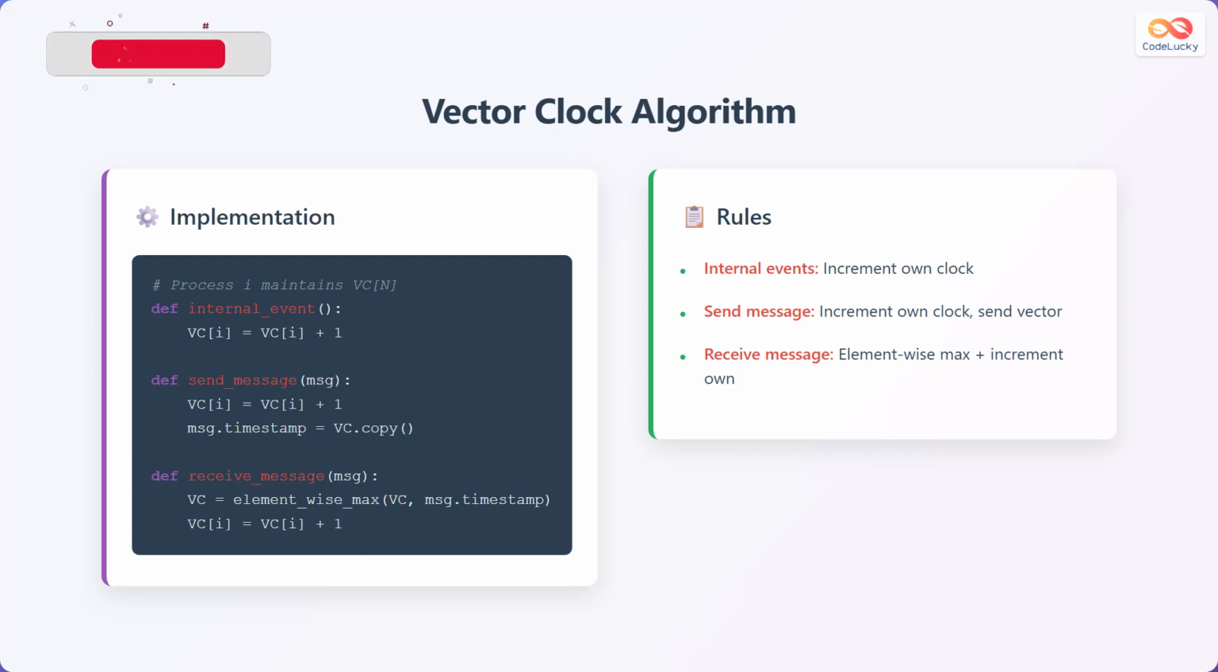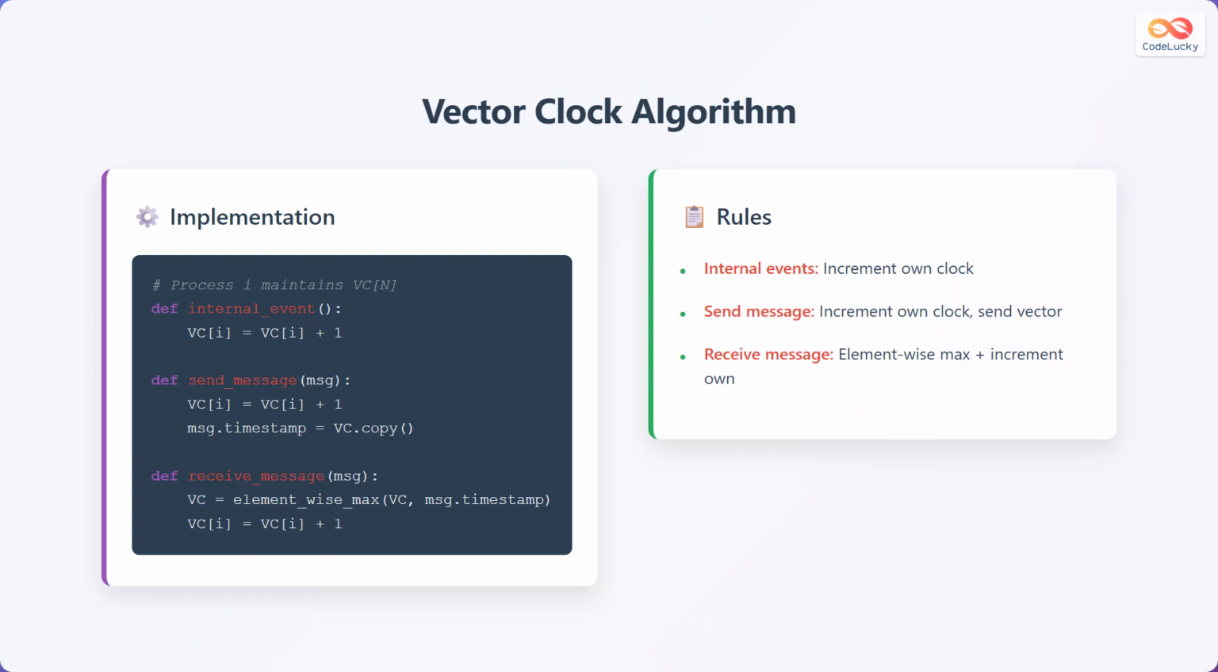Here is the algorithm for vector clocks. Imagine that process i maintains a vector clock named VC, which is an array of length n, where n is the number of processes. When an internal event occurs, process i increments the ith element of its vector clock. When process i sends a message, it first increments the ith element of its vector clock, and then attaches a copy of the entire vector clock to the message as a timestamp. When process i receives a message, it updates its vector clock by taking the element-wise maximum of its current vector clock and the timestamp in the received message. Finally, it increments the ith element of its vector clock.